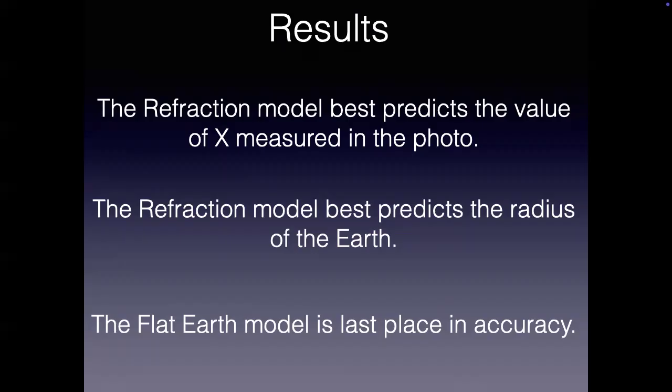So the refraction model does the best prediction. And for the value of X, that's starting with the USGS, US Geologic Survey radius for the Earth, it does the best job of matching our measured X. And it also does the inverse, so you can expect that the refractive model would be the best to calculate the radius of the Earth. And the flat Earth model is a clear loser there over that distance anyway.